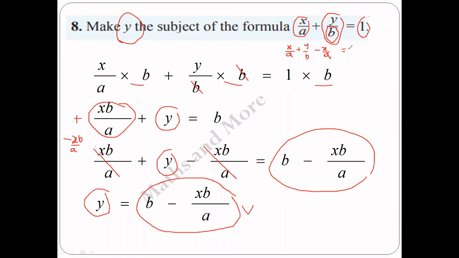Equals 1 minus X over A. On both left and right, subtract X over A. Now cancel out this X over A with this minus X over A. Then Y over B remains in the left hand side. In the right hand side, 1 minus X over A remains.